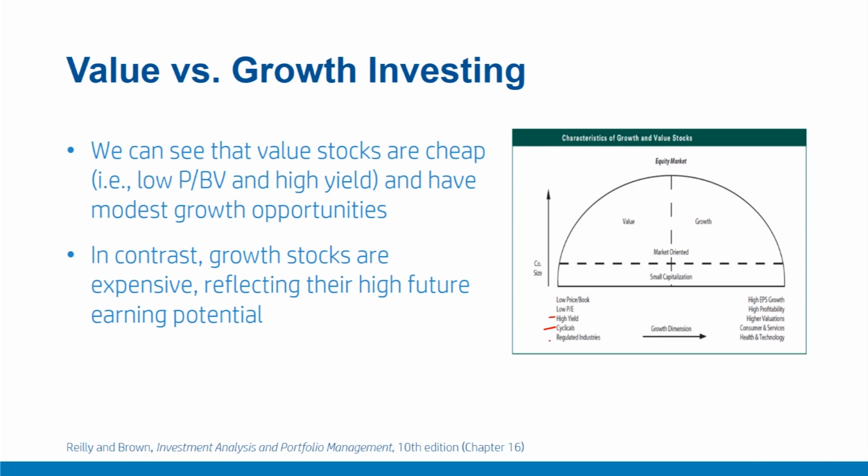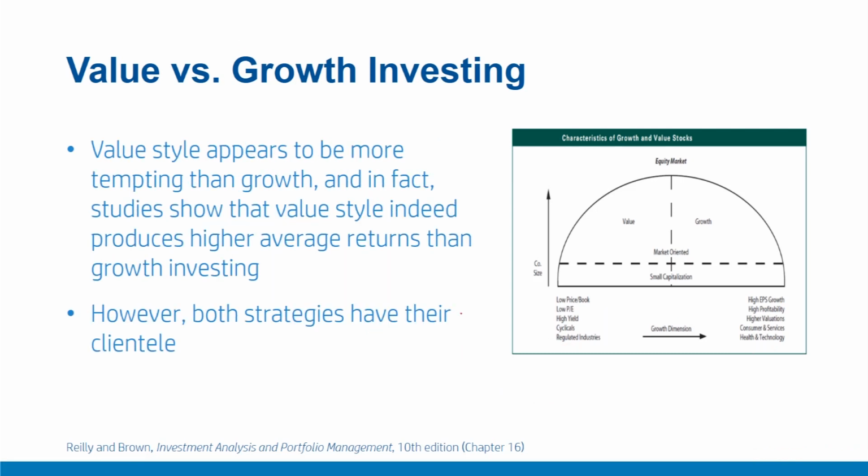These value stocks are cheap, for example, in terms of their low price to book and low price to earnings, yields are higher, and they are cyclicals and regulated industries. In contrast, growth stocks represent high profitability measures, and they are expensive. For example, they have high EPS growth, high profitability, and high valuations as per their current valuations. These are health, technology and consumer services stocks. They are expensive at current prices, which reflects their high future earning potential. Looking at these parameters, one can say that value style appears to be more tempting and more assuring than growth. And research has indeed shown that value style over long horizons and on average offers higher average returns than growth style. However, both of these styles have their clientele.